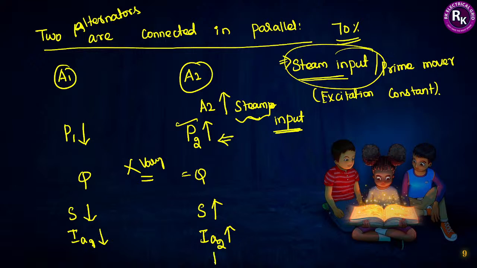Similarly, if you are observing the power factor of the machine where we are increasing the steam input, that will increase. Whereas the power factor of the opposite machine will decrease. So what is the conclusion?